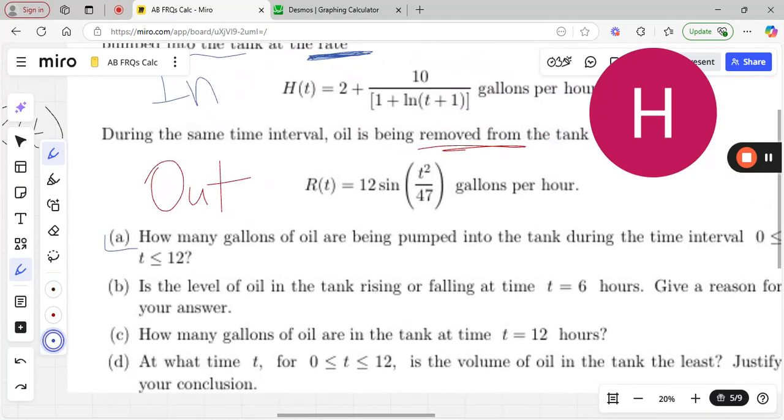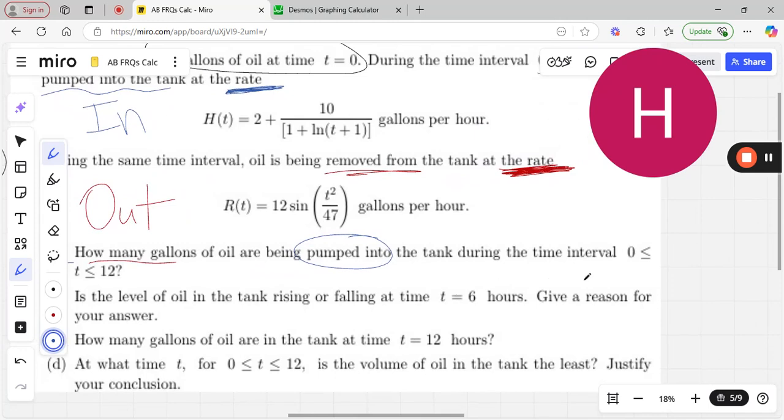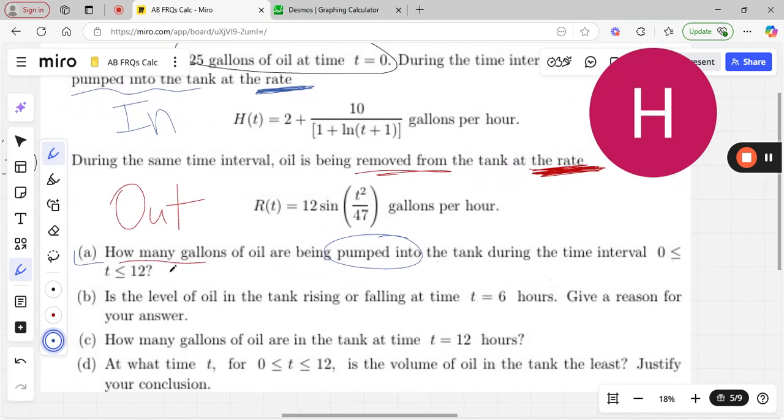And what happens a lot in these questions, guys, is they're going to give you two different rates, and they usually independently ask you about one or both of them. So here we're just looking at how many gallons of oil are being pumped in. We're not worried at all about the fact that some is getting pumped out. It's just asking us how much is pumped in. This is the interval from 0 to 12. I know it looks separate here, but it's 0 less than t less than 12.